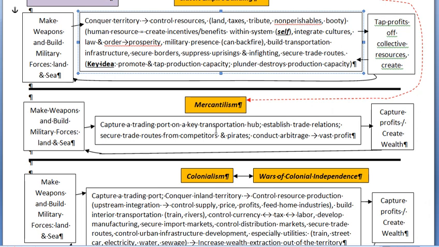I mean, think of the Eastern Mediterranean in the Levant, that controlled the Silk Road trade, or any of the key nodes in the spice trade in the Indian Ocean, for example. So you capture a trading port on a key transportation hub, and then establish trade relations. You establish trade partnerships, secure trade routes from competitors and pirates. This involved a lot of competition, naval warfare, and land warfare to control the land portions of those trading hubs.